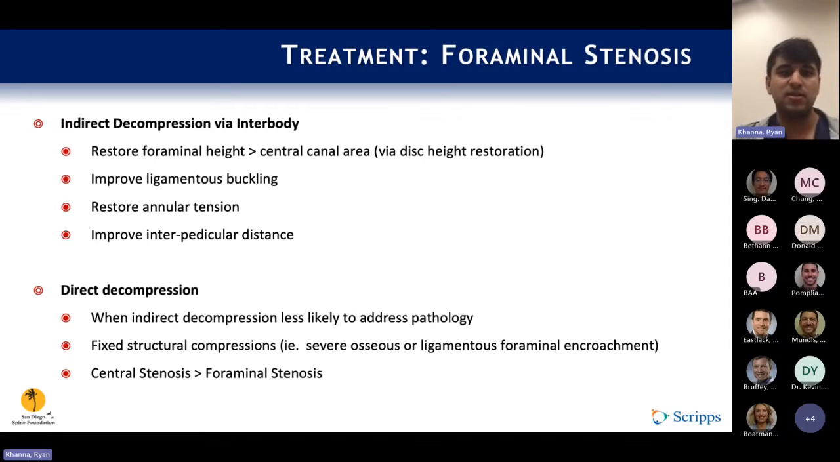Once again, indirect is based on the idea of restoring foraminal height to improve ligamentous buckling, restore the tension band, and to increase the interpedicular distance, versus a direct decompression when there's actually a fixed structural compression, usually a bony spur or osteophyte pushing in onto the nerve root. You might be better served going directly and directly decompressing that foramen.